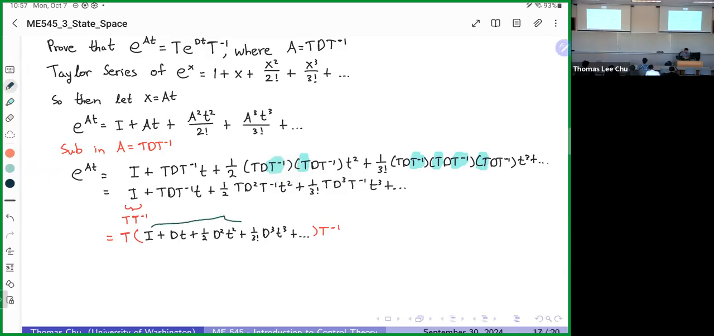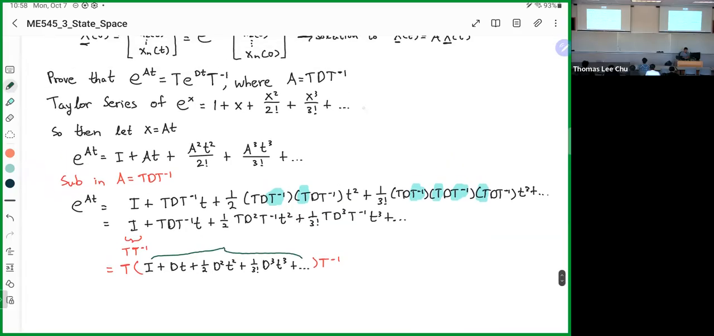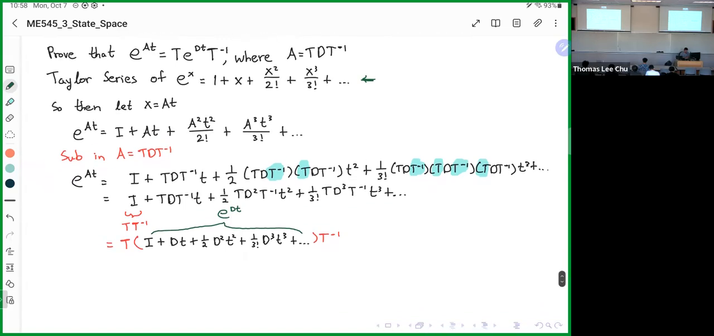And this property here, does it look familiar? Kind of looks like that, right? It's another Taylor series. So we just basically made a simpler Taylor series. We made an e to the dt Taylor series now. So now we have this, and we've proven that e to the at is equal to t e to the dt t inverse.